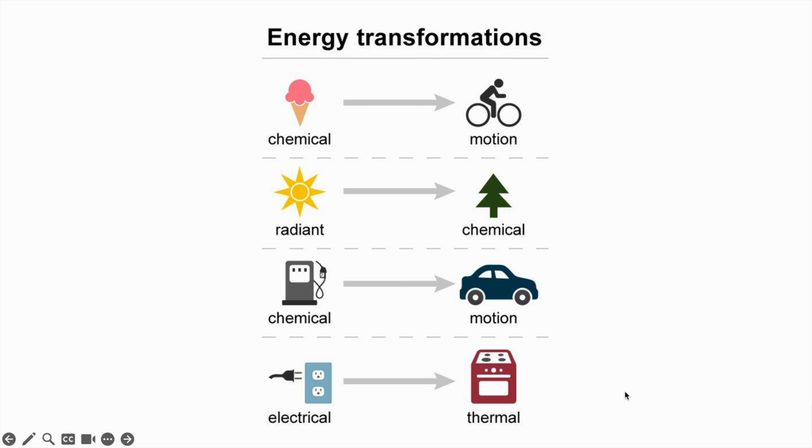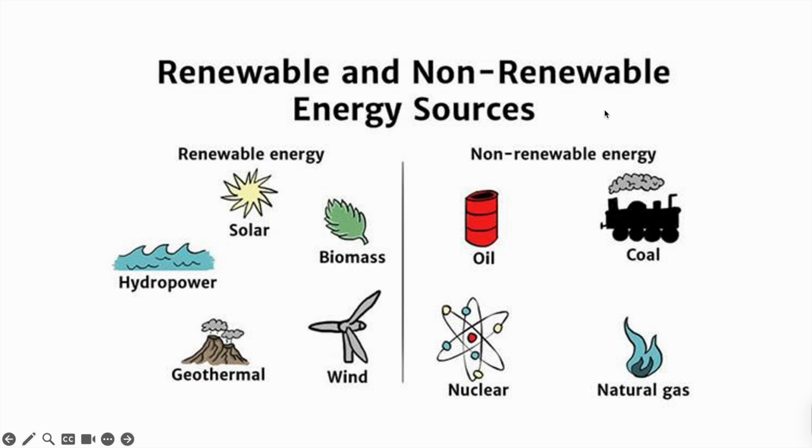Let's take a look at energy transformation. We kind of went over this when we looked at the plant cell. Remember, light energy is turned into chemical or food energy for the plants in the chloroplast. Chemical energy for us in food is turned into kinetic or motion energy for us as humans. Chemical energy is turned into motion for cars. Electric energy is turned into thermal energy on the stove. So we have different types of transformation of energy.